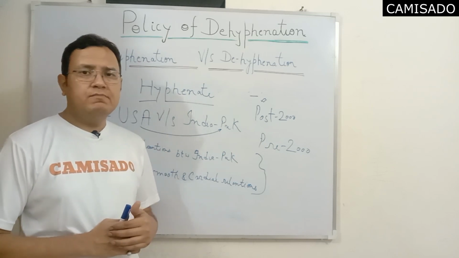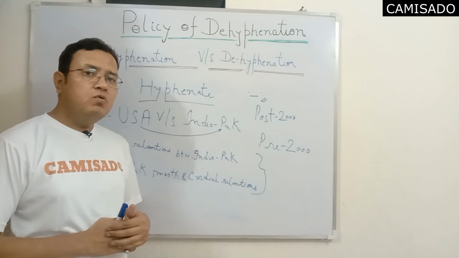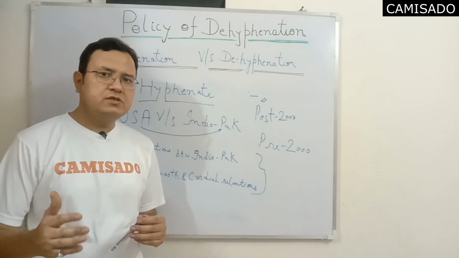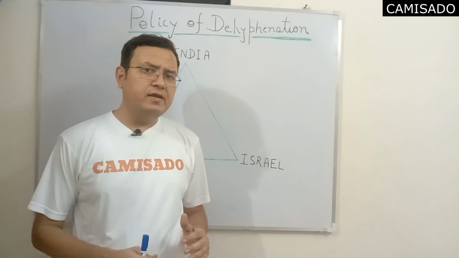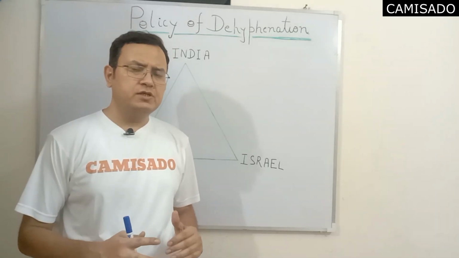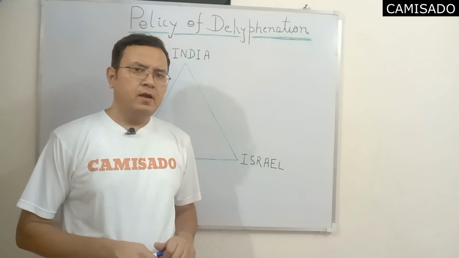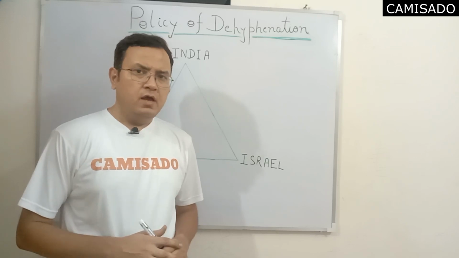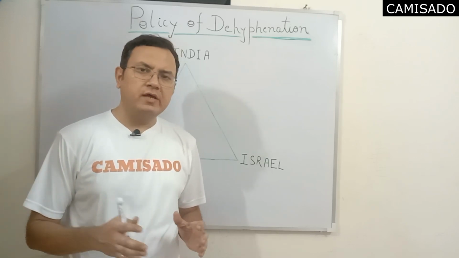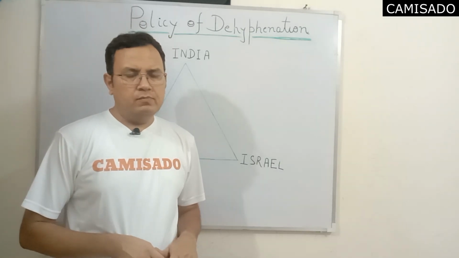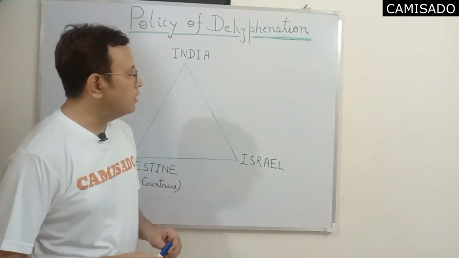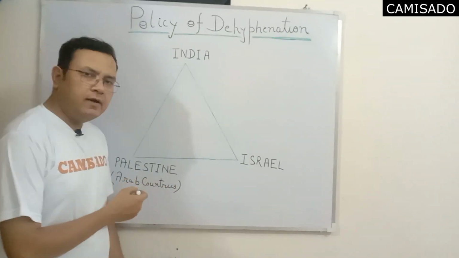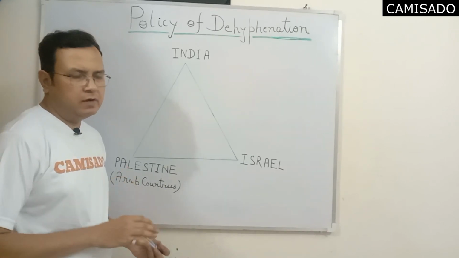Under the policy of de-hyphenation, this policy conveyed the message that now onwards the India-US relationship will not be affected by its relationship with Pakistan. So if I discuss the implementation or pursuance of this policy by India, India has been largely successful in implementing this policy and securing its national interest vis-a-vis various countries of the world. One of the most suitable examples is India's relationship on the one hand with Israel and on the other hand with Arab countries in general and Palestine in particular.